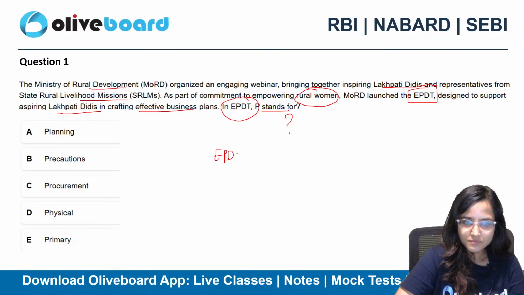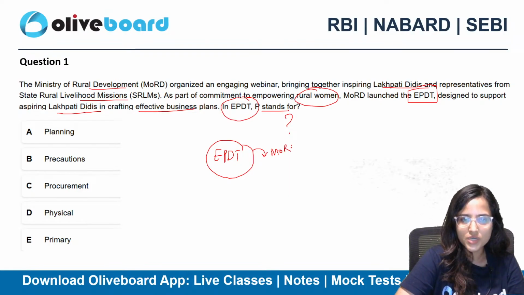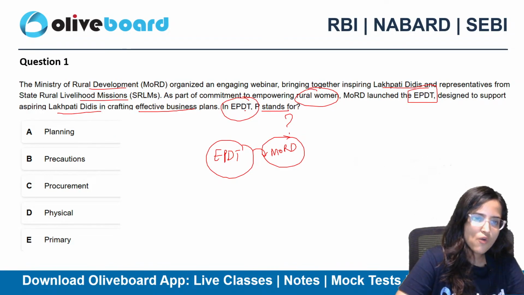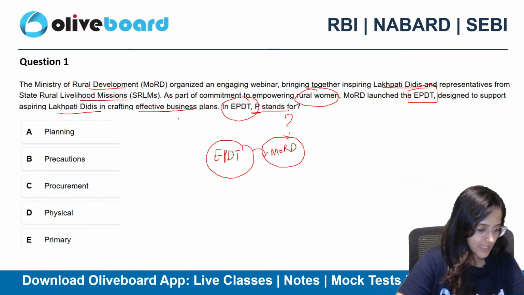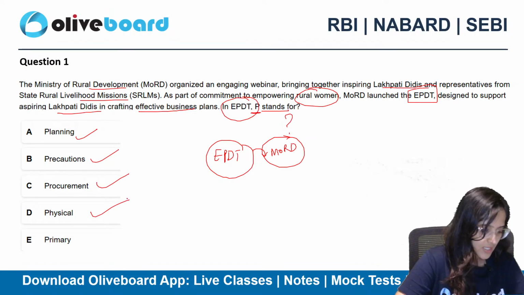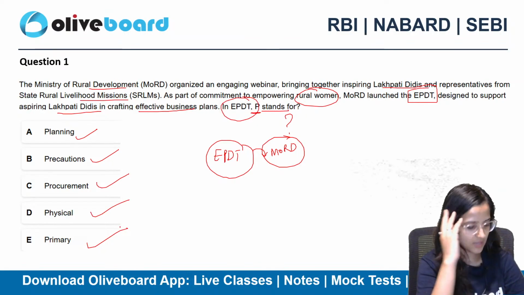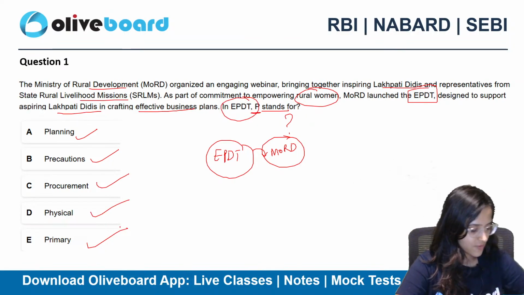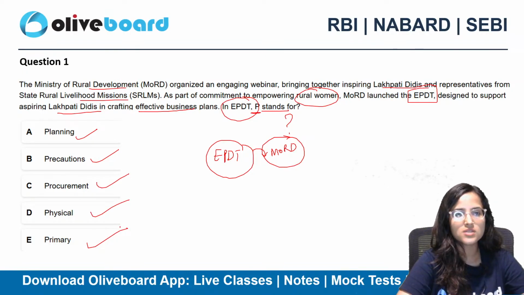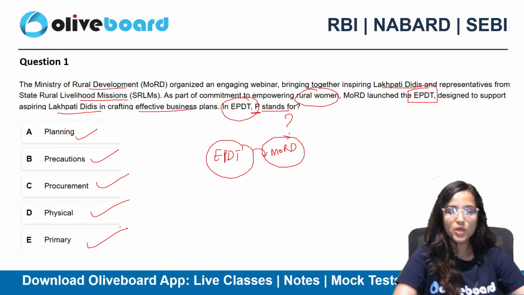So this EPDT, which is an initiative launched by the Ministry of Rural Development, has been designed. So what is P over here? Is it planning, precautions, procurement, physical, or primary? What is the answer? Let me see who is going to give me the answer. So we have Rahul who has given me A as the answer. Aditi is saying A. Anyone else who would like to answer this question? Very easy. You should be knowing it.